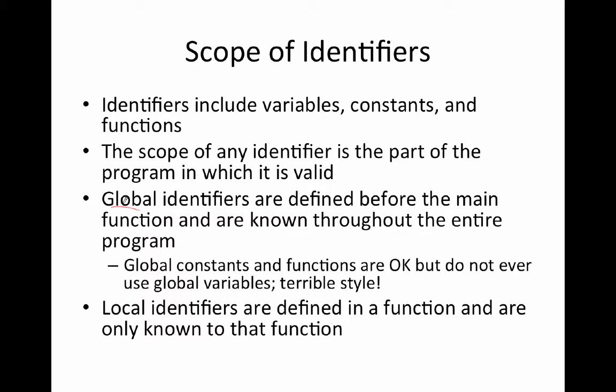Global constants and global functions are fine, but do not ever use global variables. That is terrible style. So we're going to say ixnay to global variables. Local identifiers are defined in a function and are only known to that function.